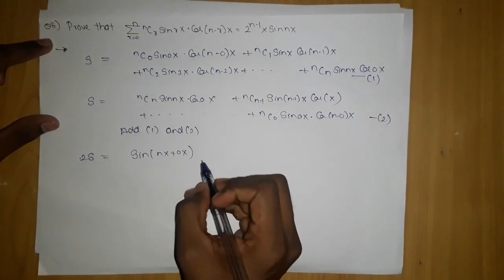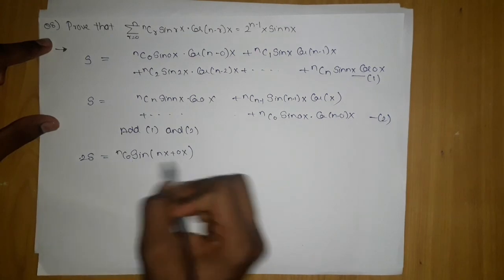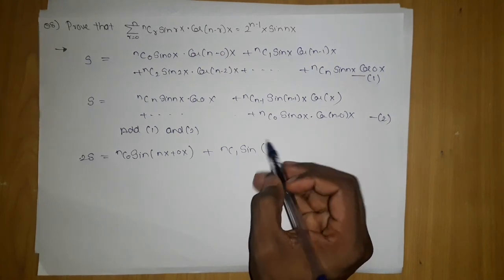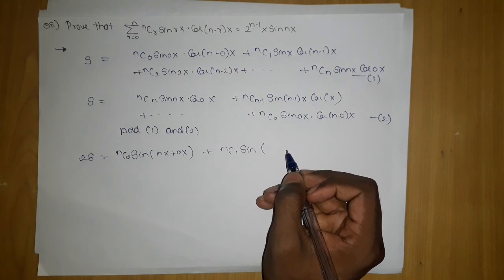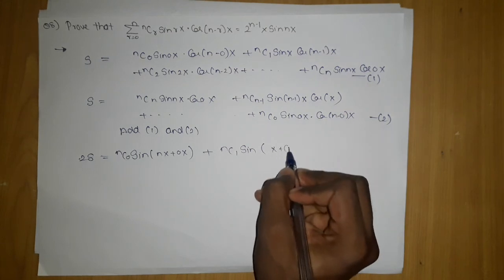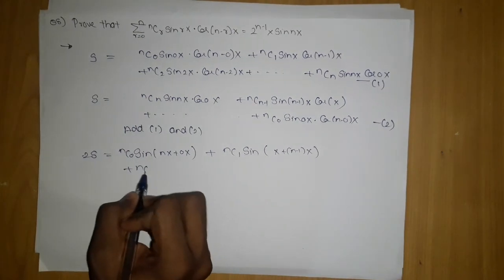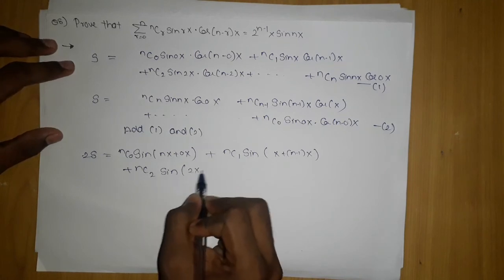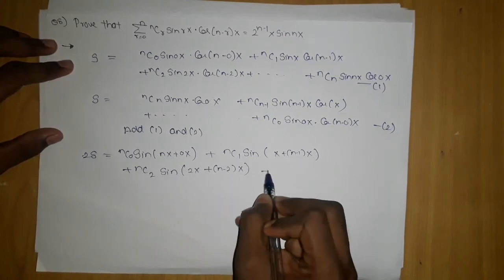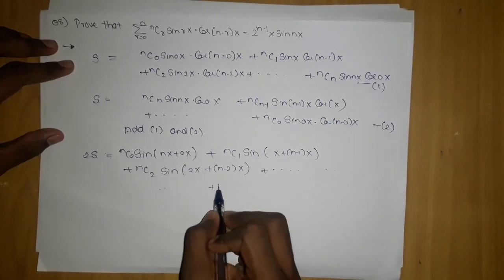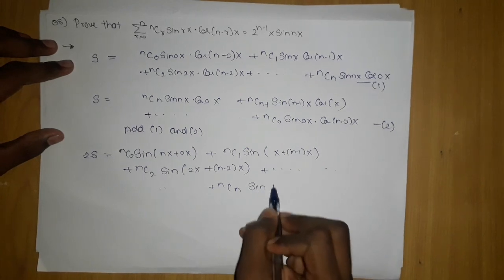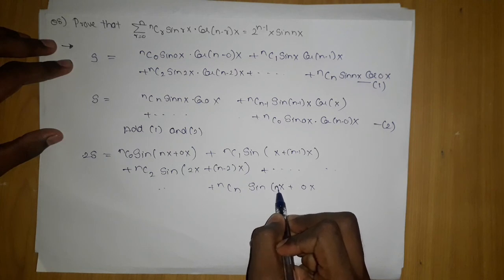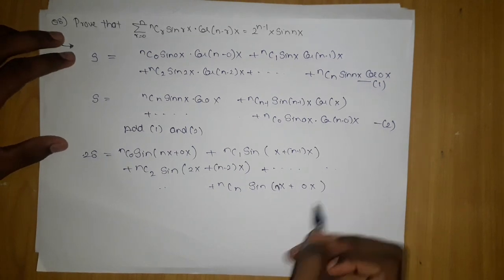So we got this thing. After this, what we can write? nC0 sin(nx plus 0x), and here nC1 sin, what we have is x plus (n minus 1)x. Then nC2 sin(2x plus (n minus 2)x), and this will go on till the last, which is nCn sin(nx plus 0x), and this will be the end.